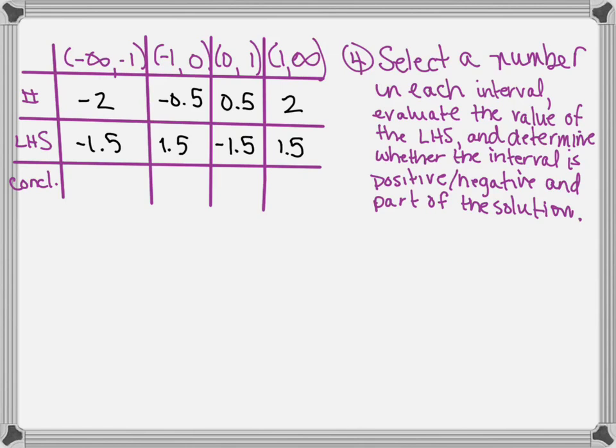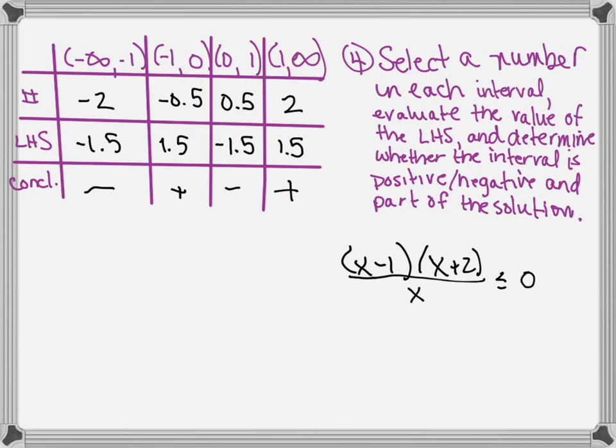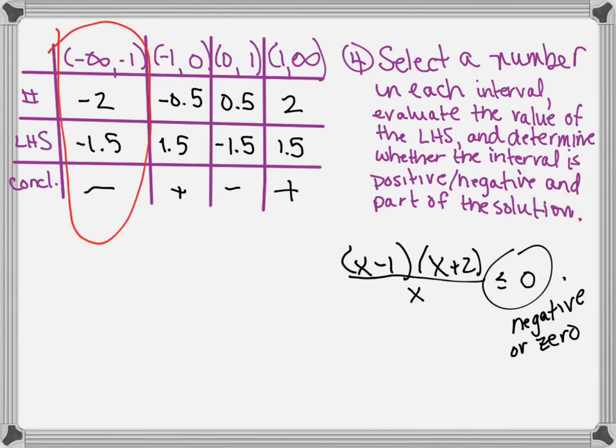My first interval yielded negatives. My second interval yielded positive numbers. My third one, negative numbers. And my fourth one, no matter what number I choose in that interval, I will get a positive number on my left-hand side. Now, my inequality looked like this, and we were looking for the negative values and the zeros. So this first interval yielded negative values, and so did the third.